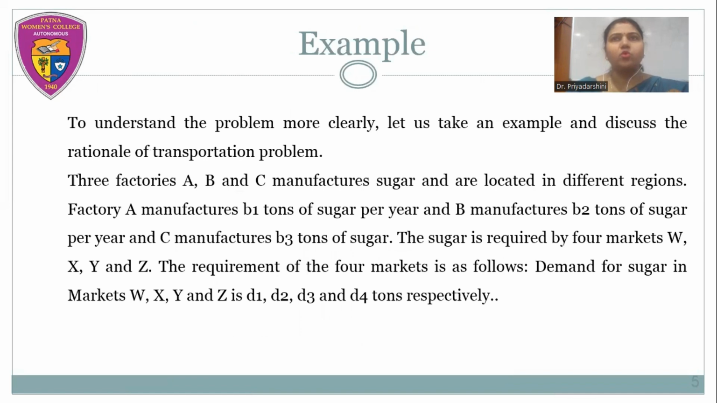To understand the problem more clearly, let us take an example and discuss the rationale of transportation problem. Three factories A, B, and C manufacture sugar and are located in different regions. Factory A manufactures B1 tons of sugar per year, factory B manufactures B2 tons of sugar per year, and C manufactures B3 tons of sugar. The sugar is required by four markets W, X, Y, and Z. The requirement of the four markets is as follows. Demand for sugar in markets W, X, Y, and Z is D1, D2, D3, and D4 tons respectively.